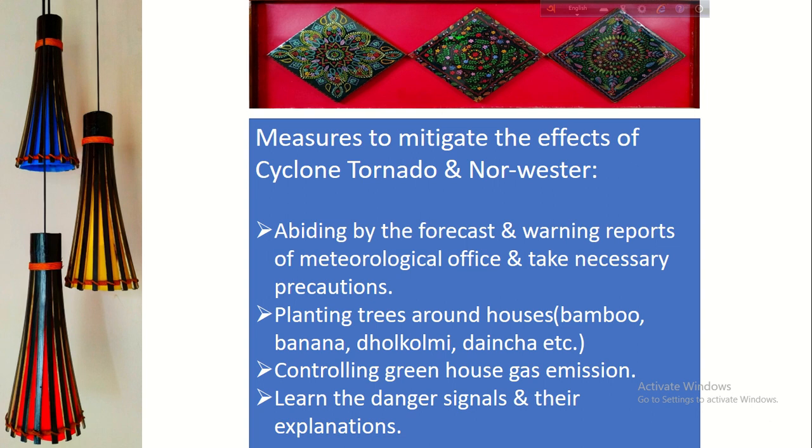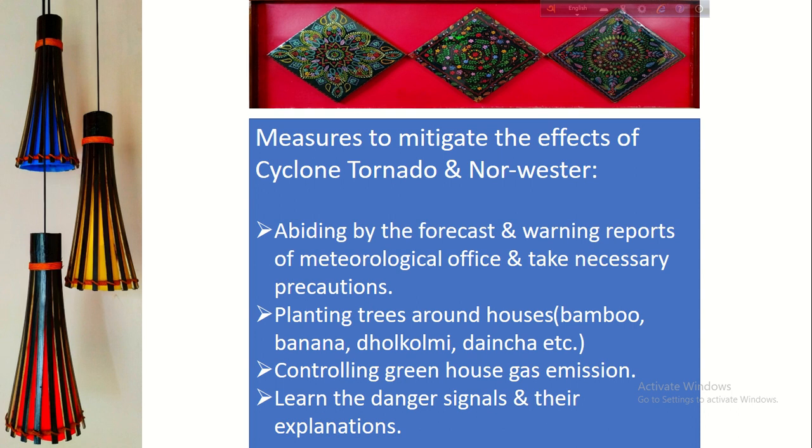Now we have to know the measures to mitigate the effects of cyclone or tornado. We cannot totally stop them, but if we can create public awareness and take care ourselves, we can mitigate the effects of cyclone and tornado. Abide by the forecasts and warning reports of the meteorological office and take necessary precautions. Plant trees around houses like bamboo, banana, dholkolmi, dhoncha, etc., because this type of tree can defend against the current to a large extent. Control greenhouse gas emission, so temperature will not rise too much.